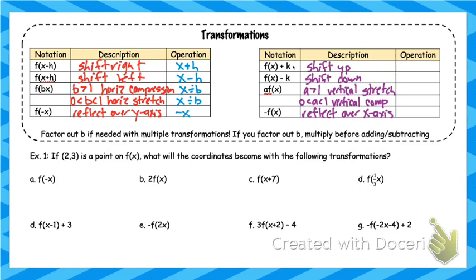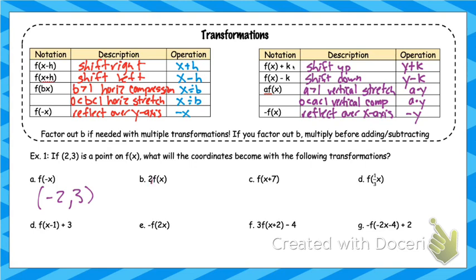So again, what would happen here is I would take the y-coordinate and add k. Y-coordinate minus k. A times the y-coordinate, and then negative y-coordinate. So this first example, we're going to apply that operation to it. So what we have is the point 2, 3, and 2, 3 is going to have all these transformations applied. So if I have f of negative x, that means I'm going to reflect over the y-axis. That's going to affect my x-coordinate. So all I would do is take my x-coordinate and make it negative.